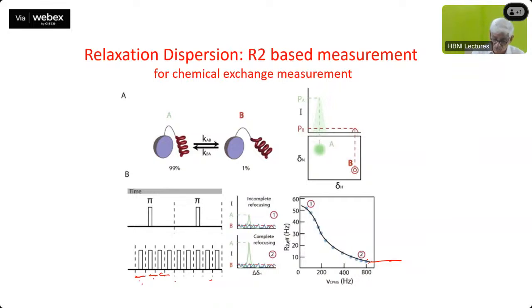Then you plot those R2 effective as a function of the new CPMG, and in the end you will get this plateau, and that is your true R2. If you have a decay like this going, it indicates that you have the chemical exchange contribution happening here. If you don't find a decay like this, it means there is no exchange contribution, then you are perfectly fine. Therefore, you figure out whether there is exchange contribution or not.